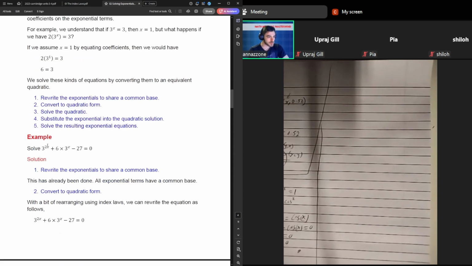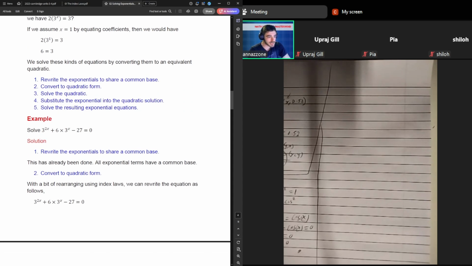Quadratic solution. When you have multiple exponentials in the same equation, it's pretty likely that you can solve it with a quadratic solution. What that means is you start again by trying to get everything into the same base where possible. In this case, when you have multiple exponentials, the only thing that you actually care about getting to the same base are the exponentials themselves. In this case, it's already been done. Both of these have a base of 3. But if this one had a base of 9, for example, then you could rewrite that as 3 squared, so 3 to the power of 2x, should you wish.